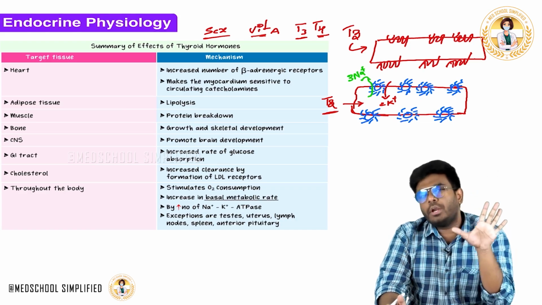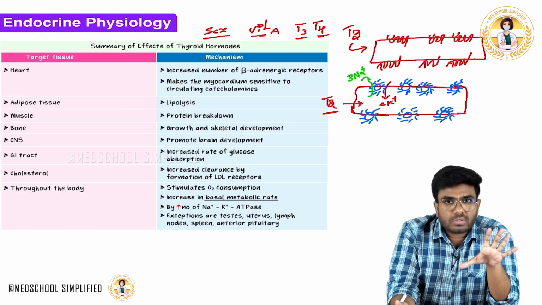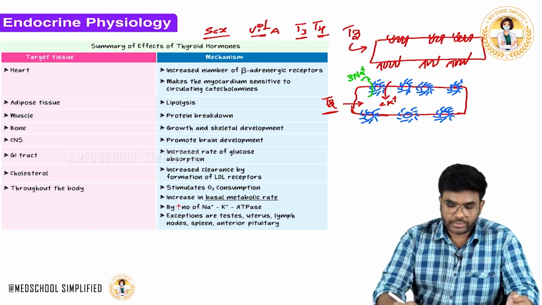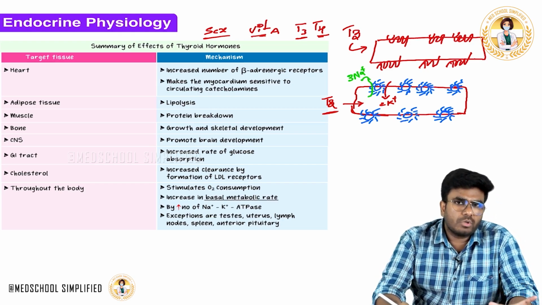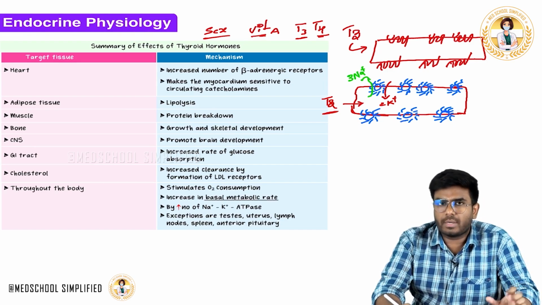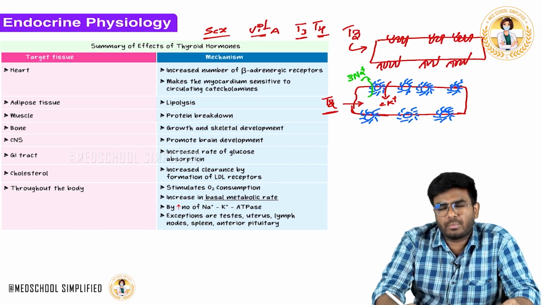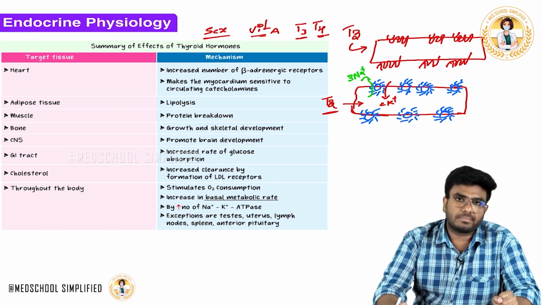Now, we all know what are the functions of thyroid hormone. Thyroid hormones are calorigenic hormones. So, we all know that the thyroid hormones are calorigenic hormones, and also thyroid hormone increases the basal metabolic rate. Okay, so my question to you, what exactly is this basal metabolic rate, BMR?